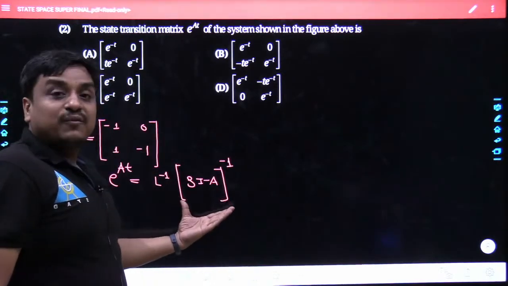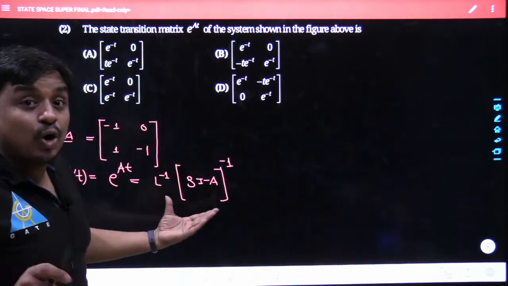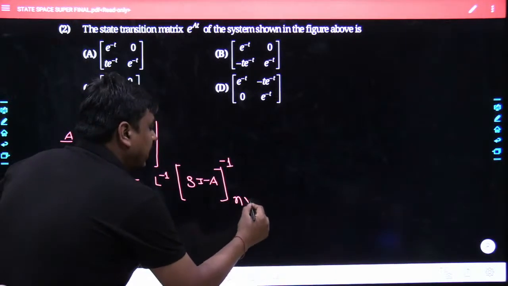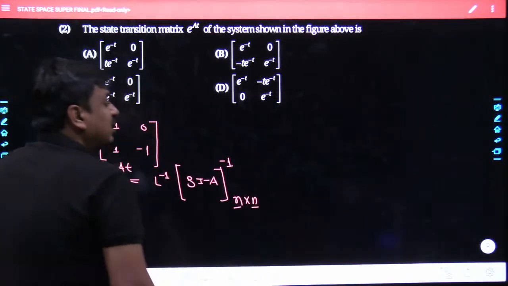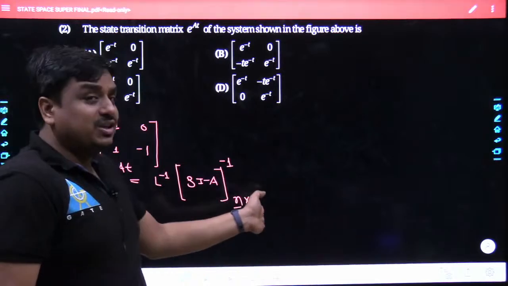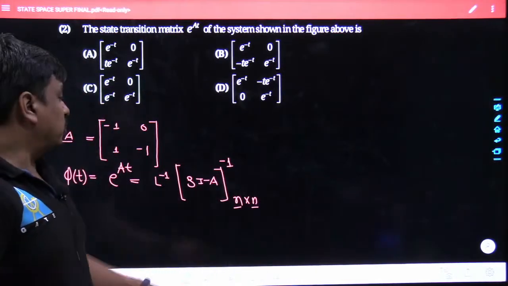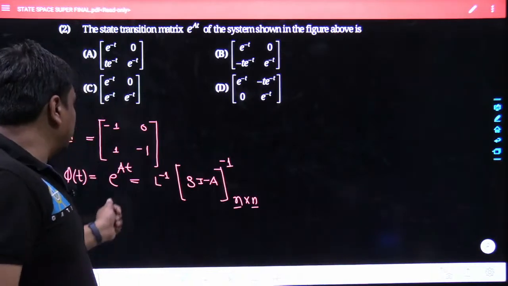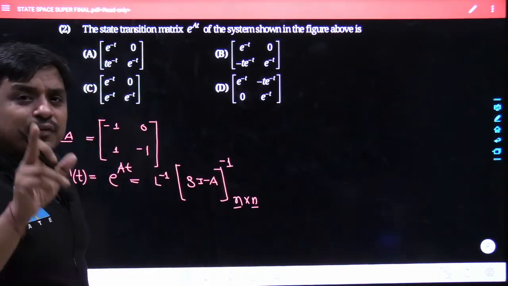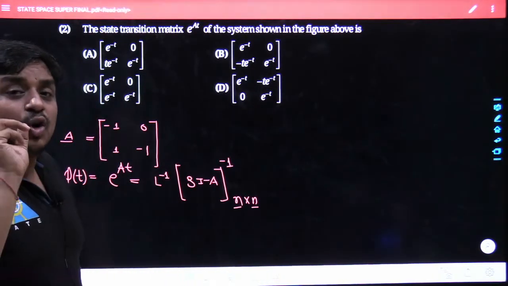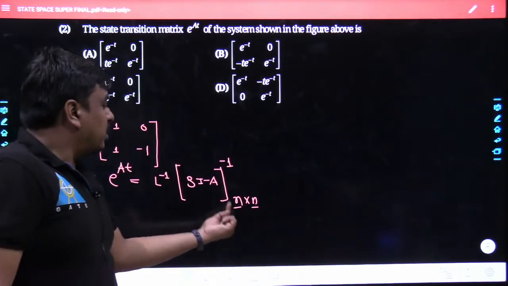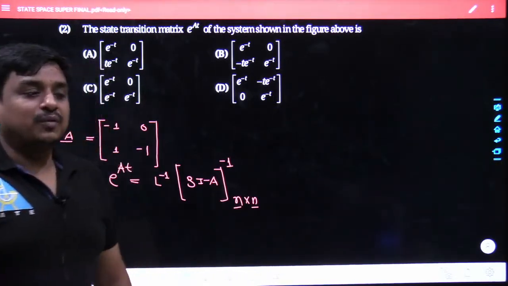So obviously you have got another square matrix with the order of. May I know what would be the order of this matrix? The order of the matrix is going to be n cross n. May I know what is the n over here? The number of state variables. So put together, whenever we deal with the state transition matrix or e to the power of At matrix, the order of e to the power of At matrix is always going to be a square matrix, and the order is precisely going to be number of state variables cross number of state variables.